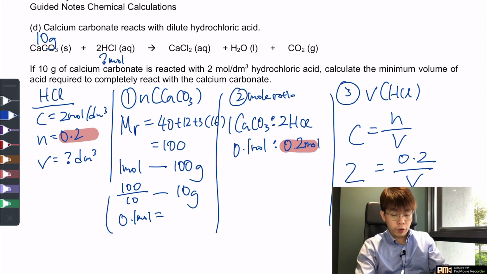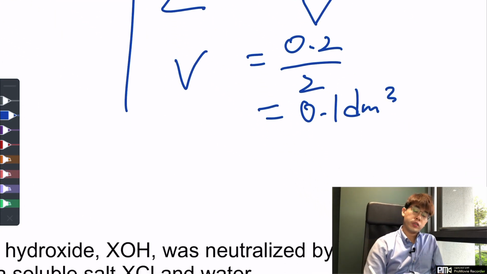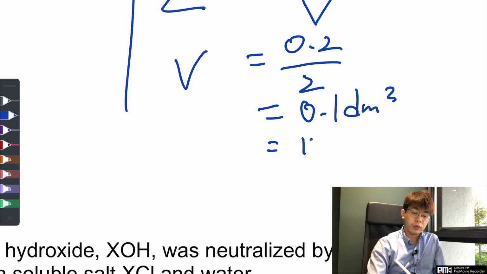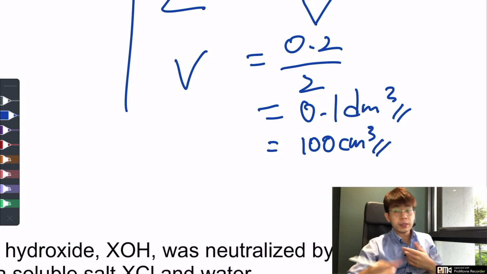And for me, I want to try to convert this to cm cube. So times 1000, that will be equal to 100 cm cube. All right, both answers are okay.